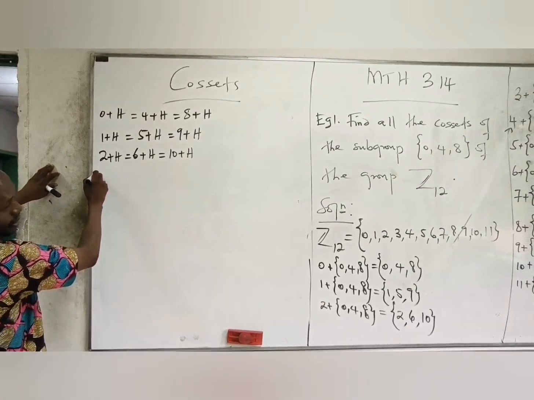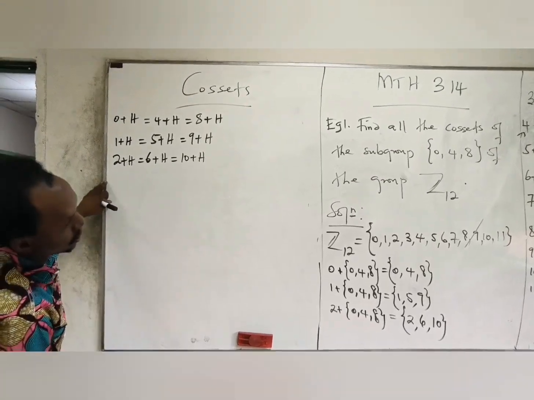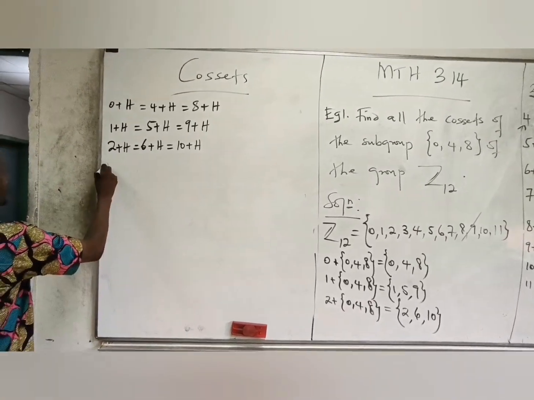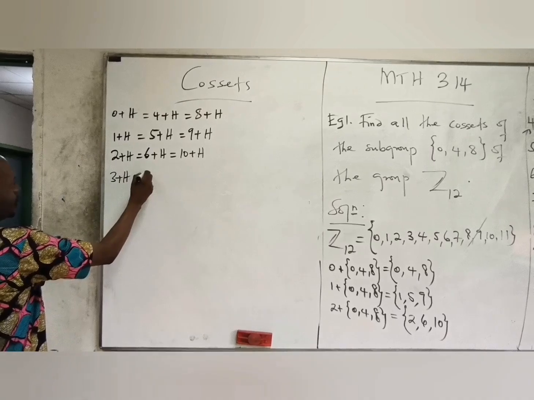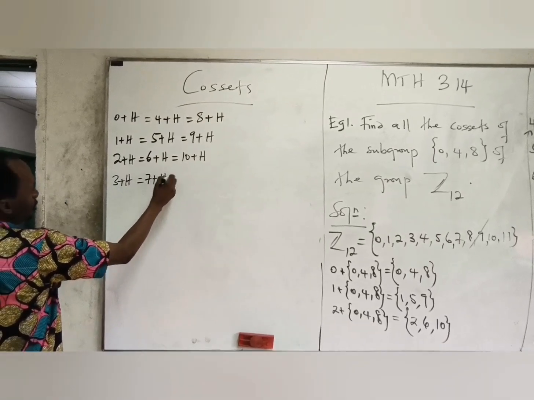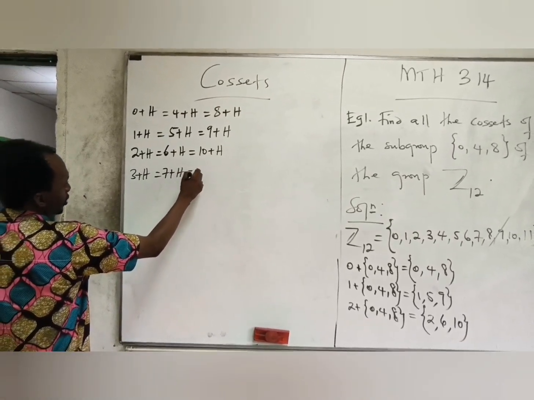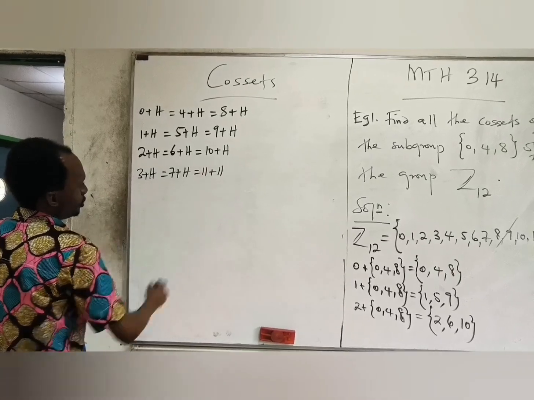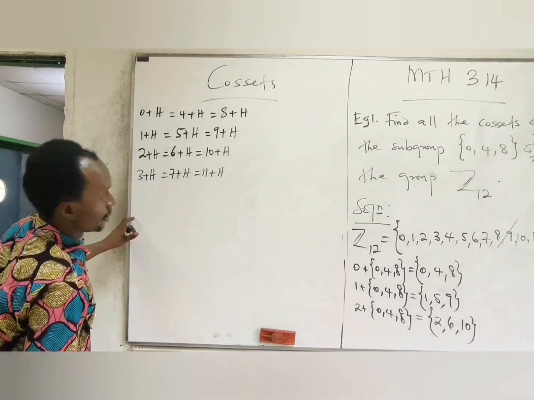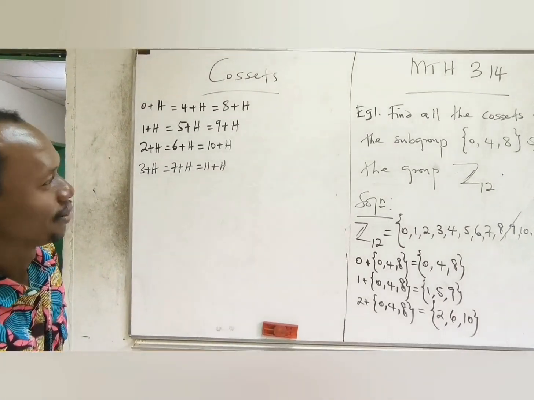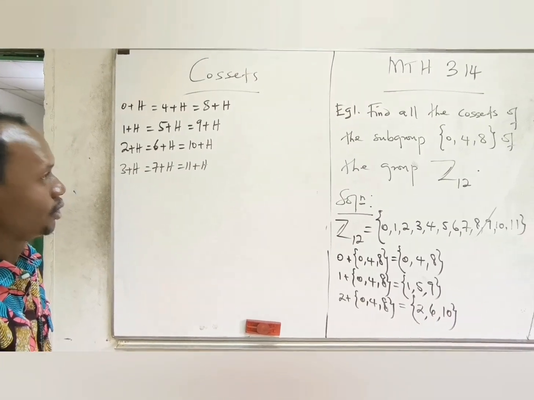Is there any other similar ones? 3, 7, 11. Is there? Yes. 3, 7, 11 plus 8 is the same as what? 7 plus 8. 11 plus 8. Is that all? Yes. That's all.